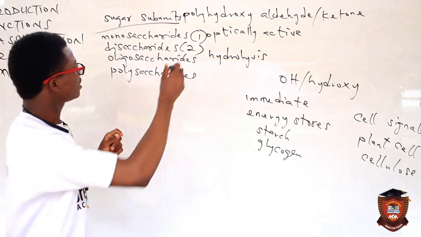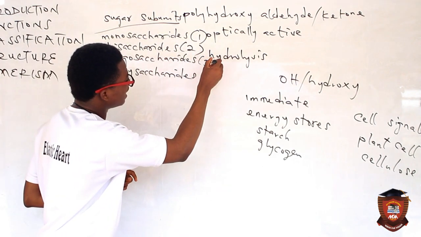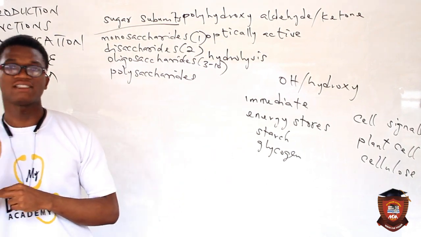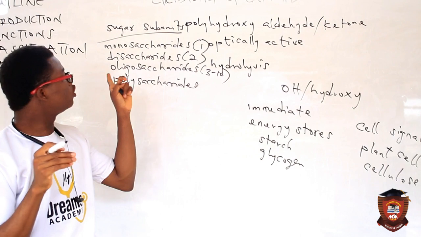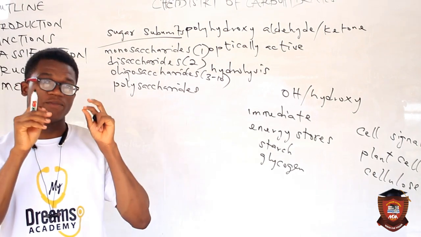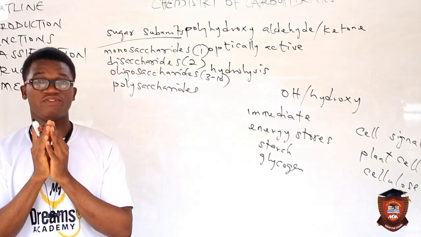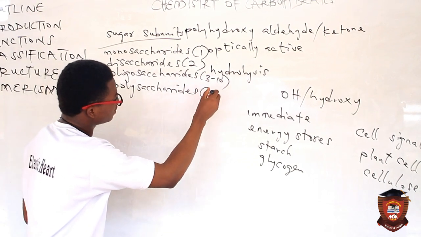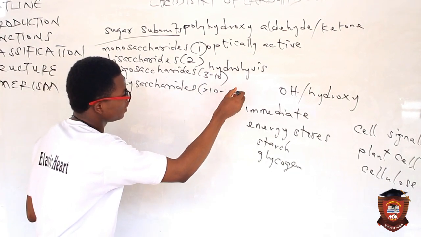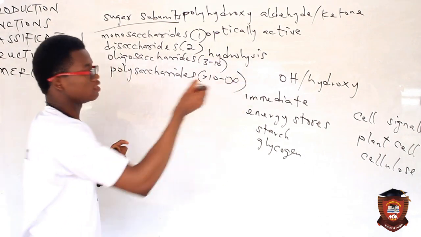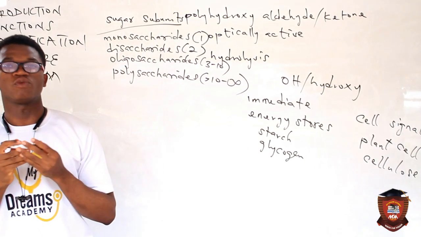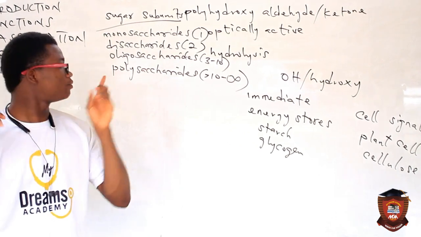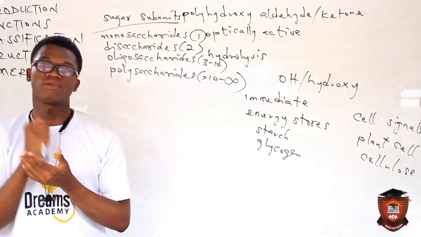Oligosaccharide comprises between 3 and 10 sugar units. Etymologically, oligo means a few. So between 3 and 10 sugar units give you an oligosaccharide. Now, from above 10 to infinity is called a polysaccharide. So when you have a sugar that has from 11 and above sugar units, we call it a polysaccharide.